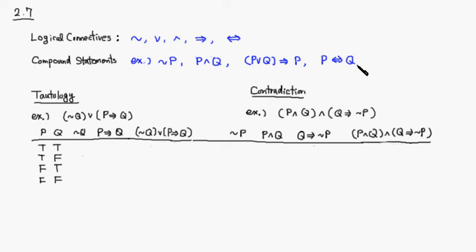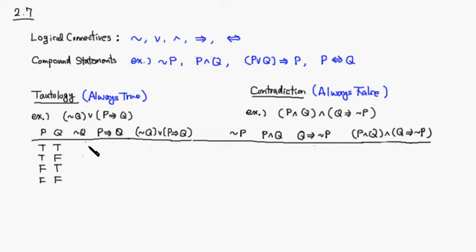Then a tautology is a compound statement that is always true. So this guy is always true. On the other hand, a contradiction is a compound statement that is always false. Right? So let's look at an example of a tautology. Let's try not to do everything at once.